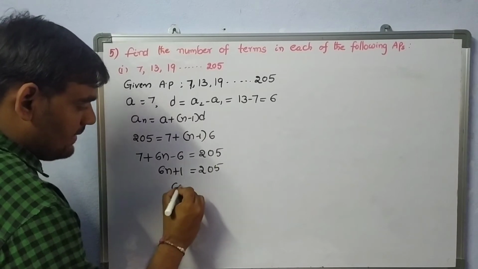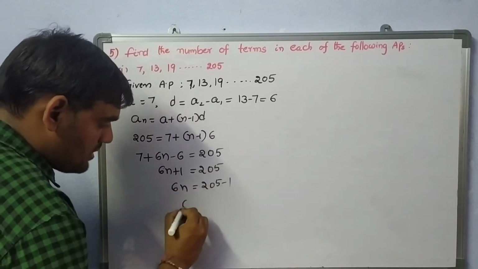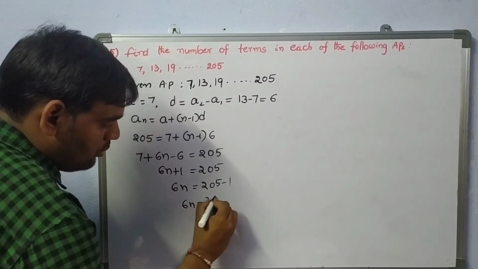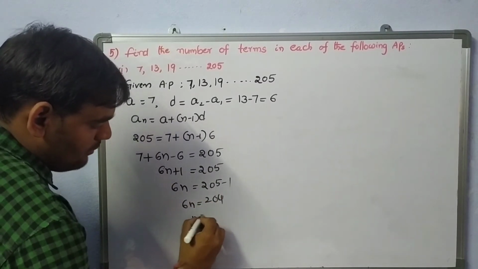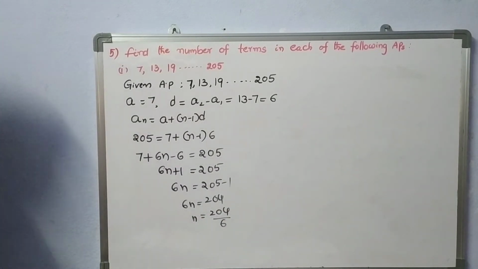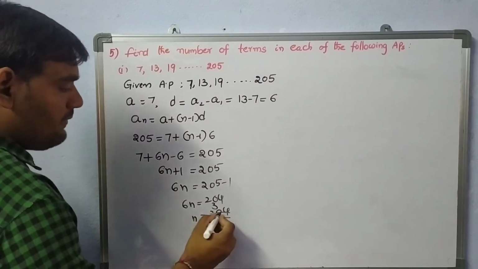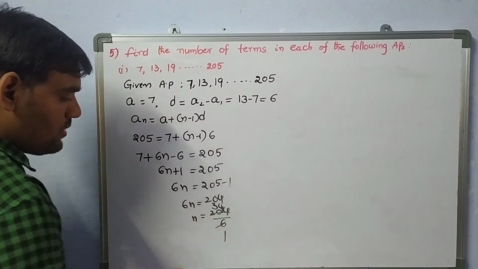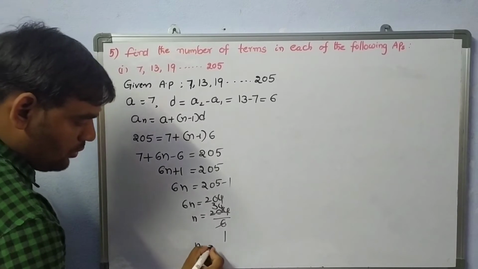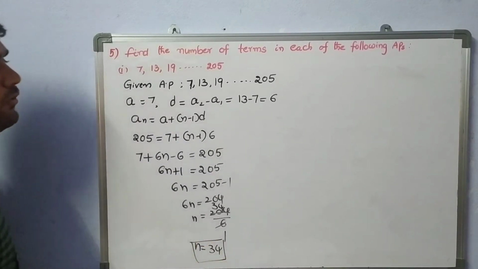Then 6n is equal to 205 minus 1. So 6n is equal to 204. Then n is equal to 204 by 6. 6 ones are 6, 6 threes are 18, after that here we will get 24, so 6 fours are 24. Therefore, n is equal to 34.